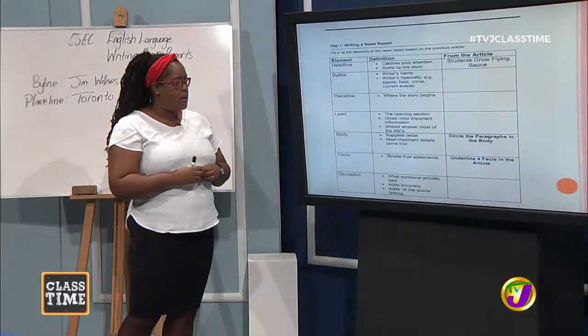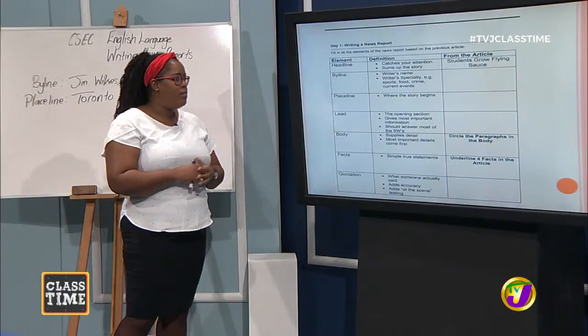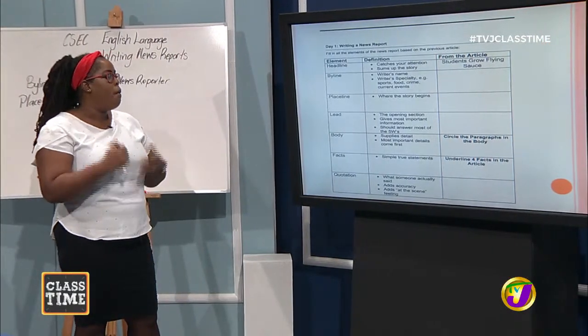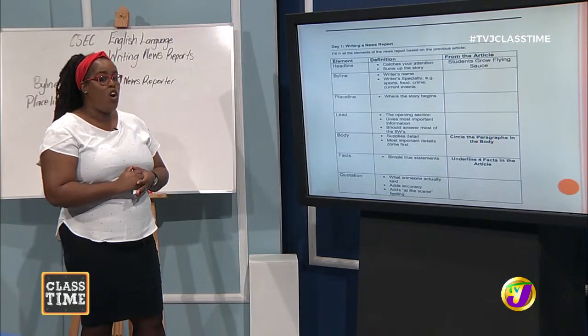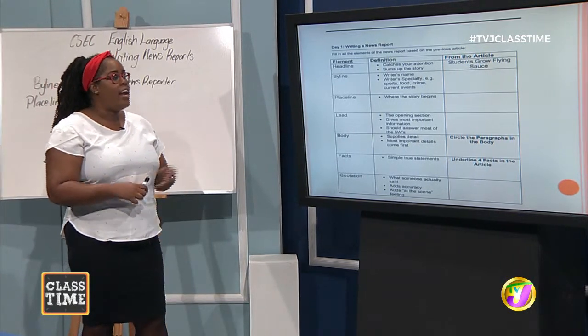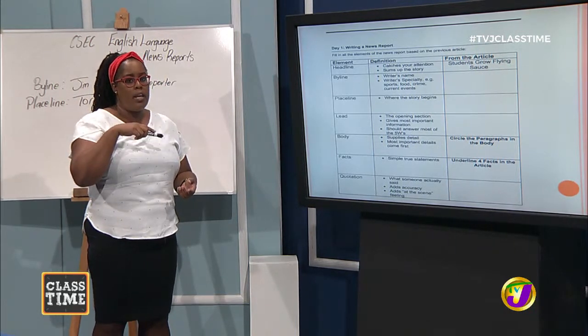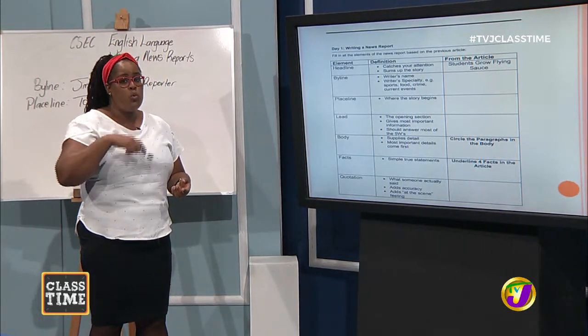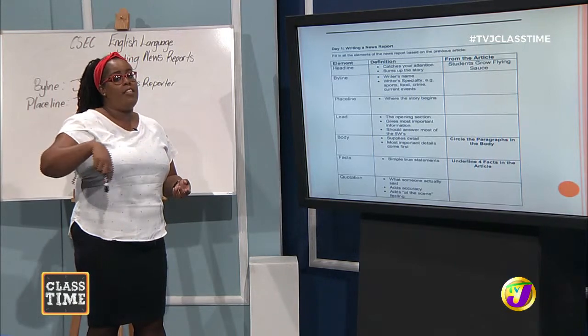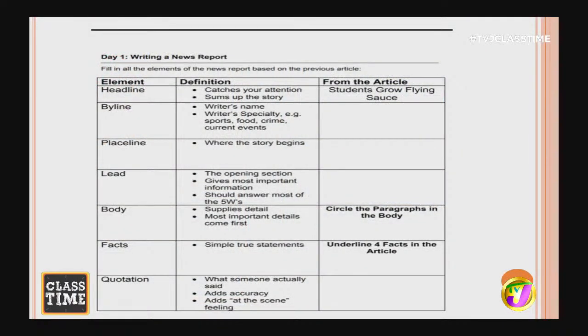All right? Body. Here it tells you what the body is. Supplies detail. Most important details come first. And here it is asking you to circle the paragraphs in the body. That is for you to do. Circle the paragraphs that you find in the body, and remember what the body does. It expounds on the lead.